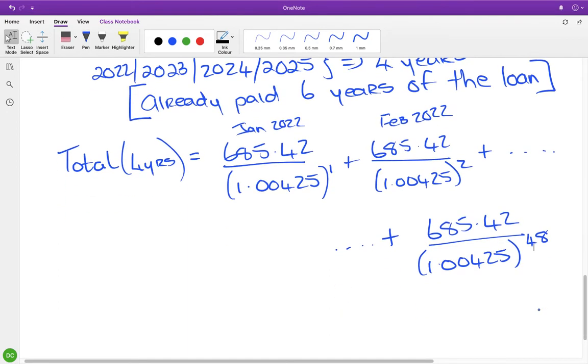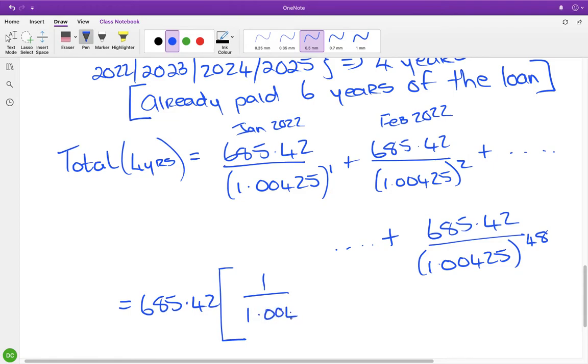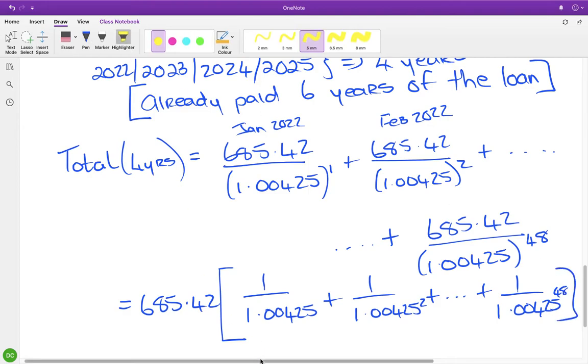Okay, so the way you do this, the way I do it, there's loads of ways to do it. I always take out the top line as a common factor. So the 685.42 is going to be in every term, so I take that out. And that leaves me with 1 over 1.00425. That's the first one. Plus 1 over 1.00425 to the 2. All the way down to 1 over 1.00425 to the 48. Okay, and this bit here is your geometric sequence.